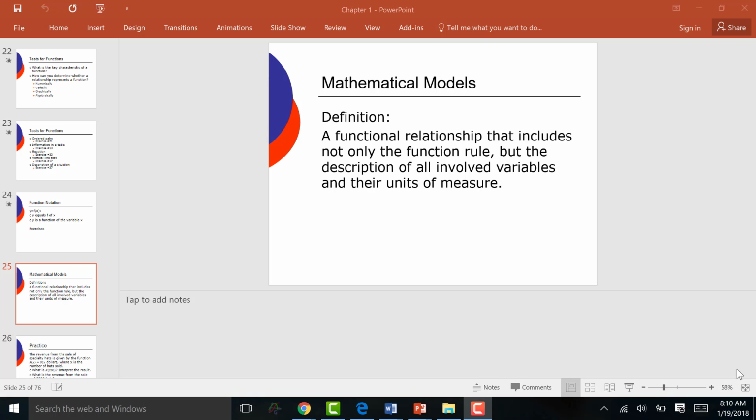Also, we wanted to talk about function notation. I don't know if I went over function notation, so I'm going to start off with function notation and then the mathematical modeling.